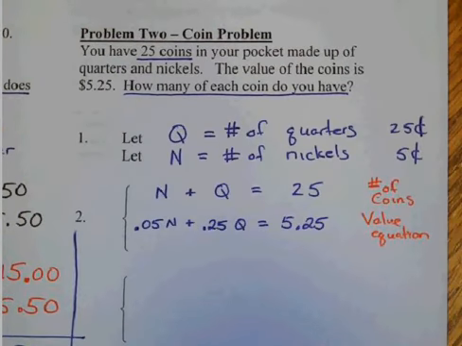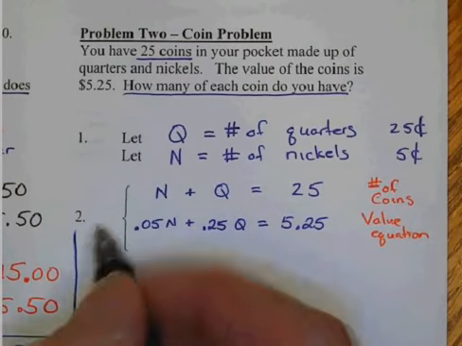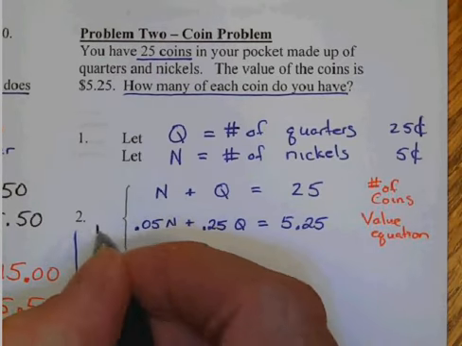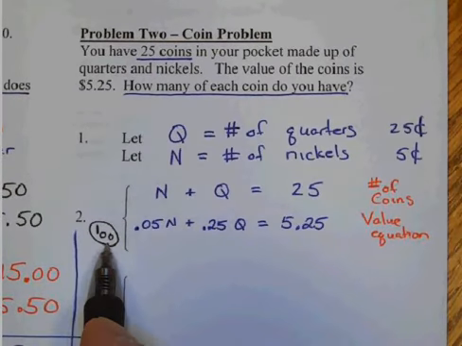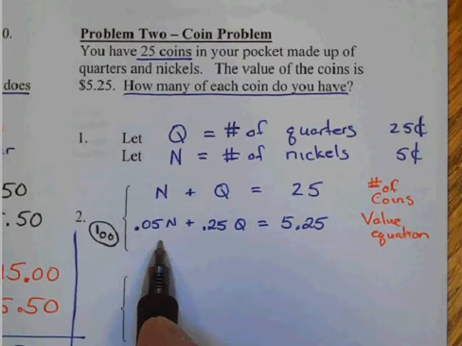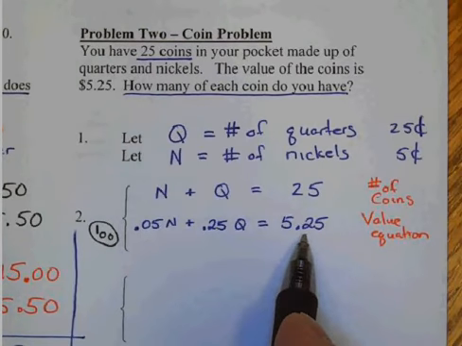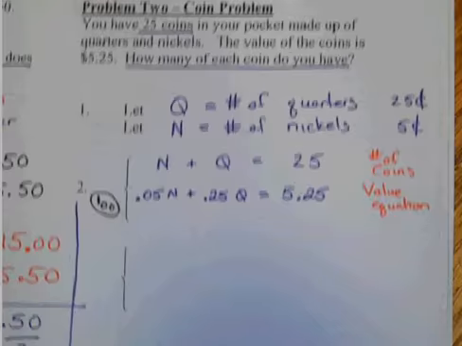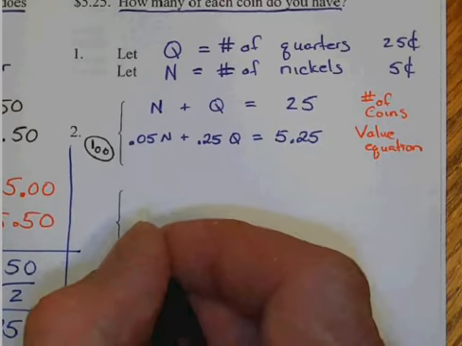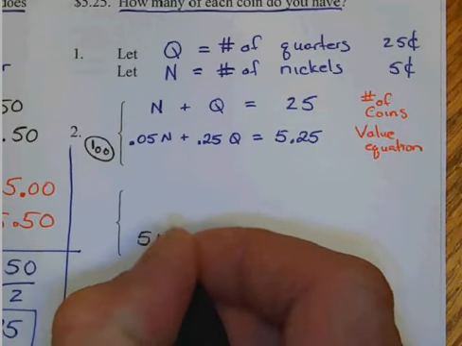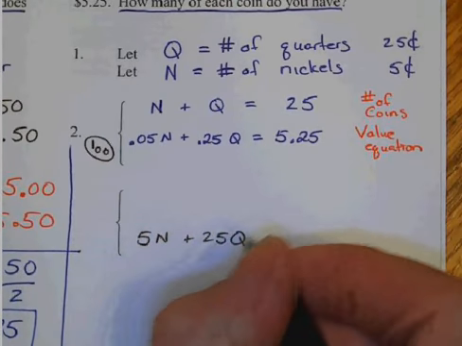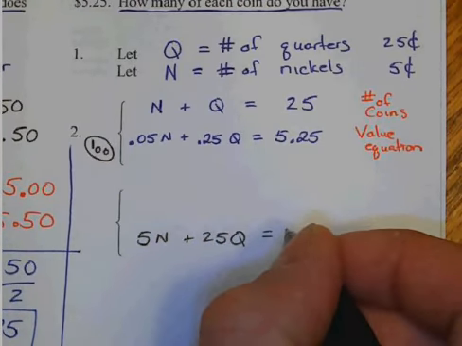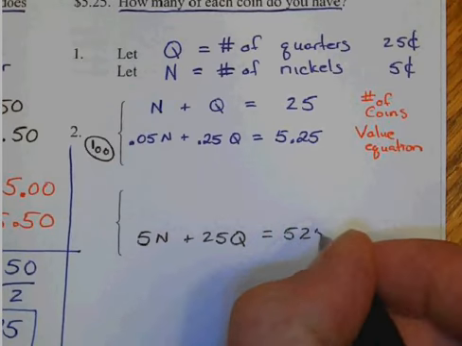Next, we're going to try to use elimination to solve this problem. I'm going to try to make it easy and get rid of my decimals in the second equation to make life easier. When we multiply by 100, we get rid of all the cents in the problem. And that way the problem makes sense. So, 100 times 0.05 is 5N. 100 times 0.25 is 25Q. And 100 times $5.25 is 525.